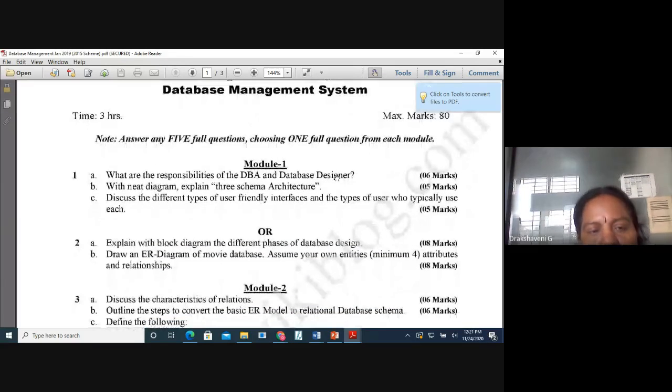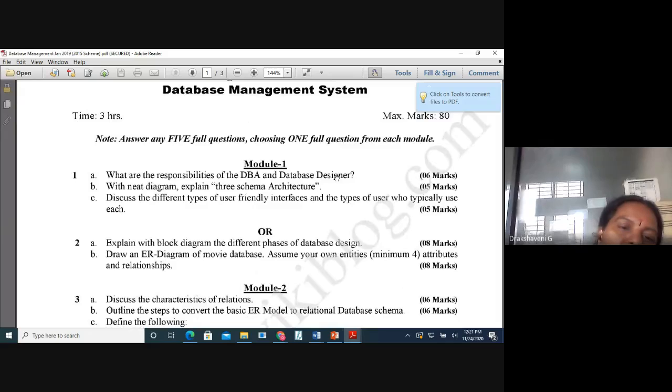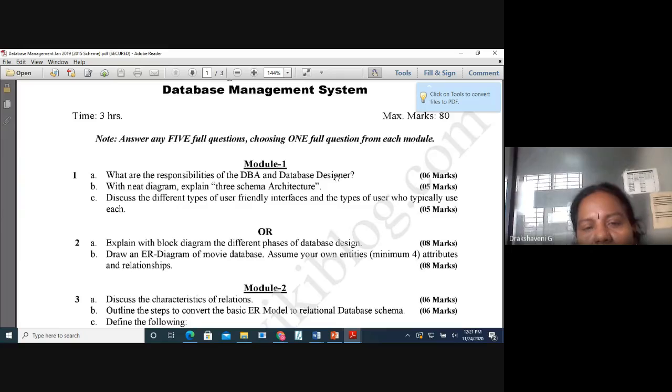Database management system: what are the responsibilities of a DBA and a database designer? So what will you write? In your first unit, you have what a database administrator does, and what the role and responsibility of the database designer is. The list is there in the first unit that you have to write, and based on the marks you have, you have to describe the answer.